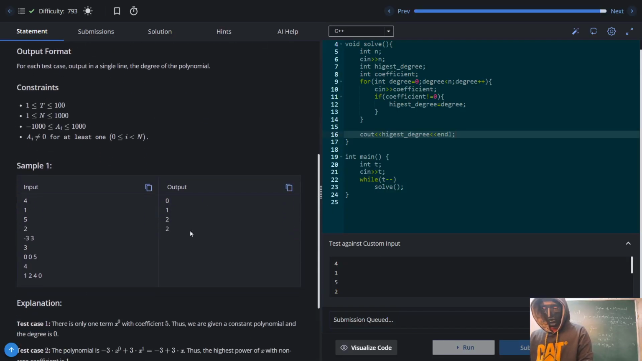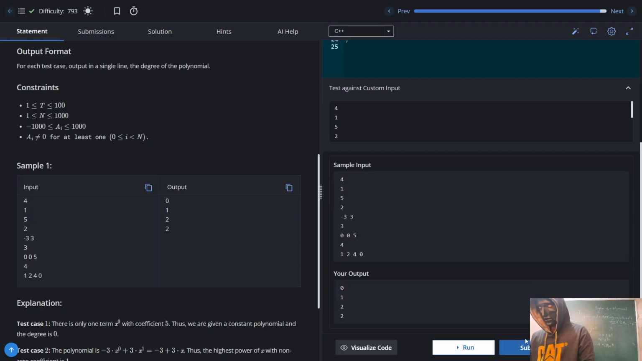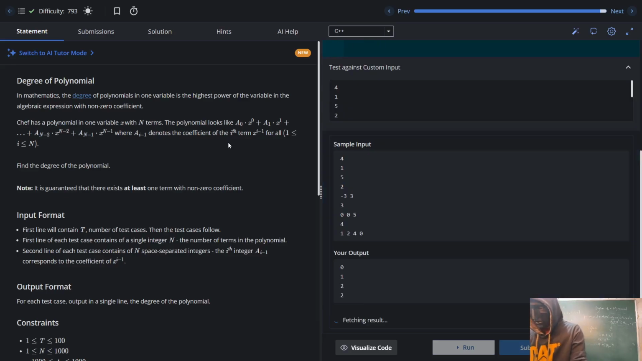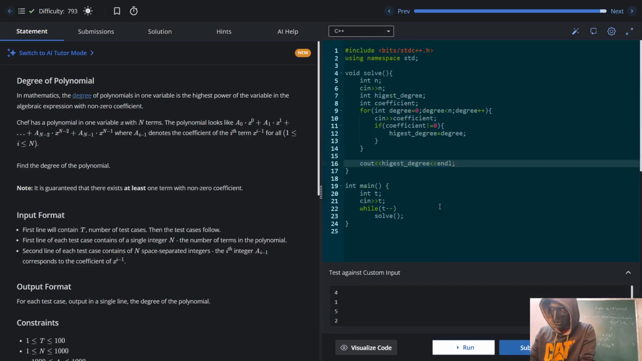So we are expecting 0, 1, 2, 2. Indeed we are getting that. Let's try to submit it. So yeah, it got accepted. In this way you could have easily solved the problem. So I think you guys understood, and this video is lengthy because I wanted to explain everything. It should be crystal clear. You shouldn't have any doubts.